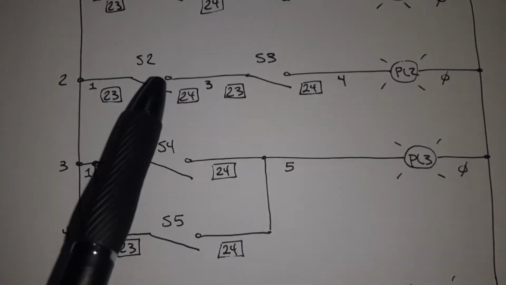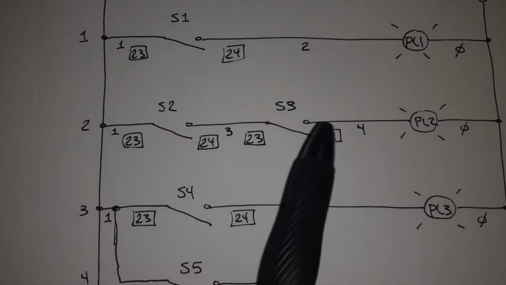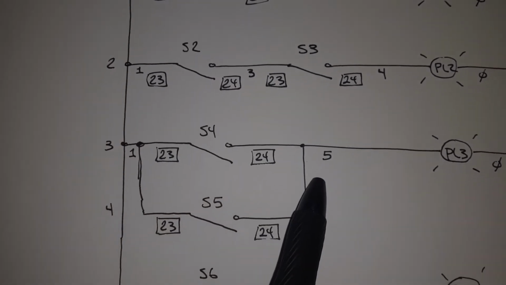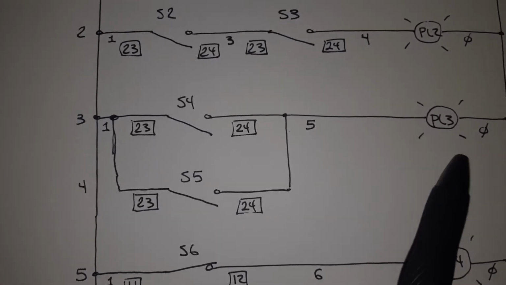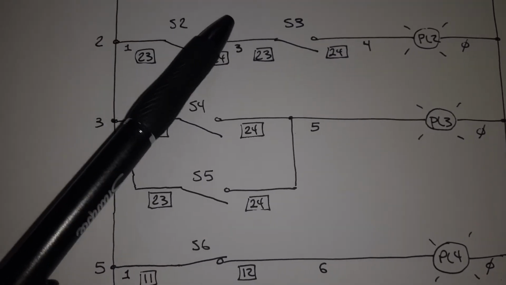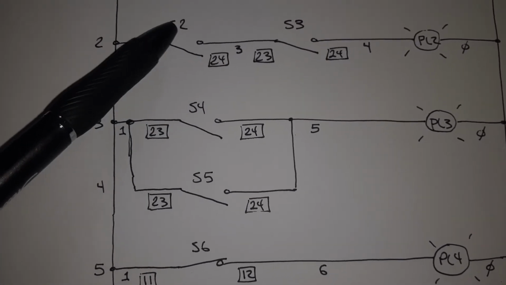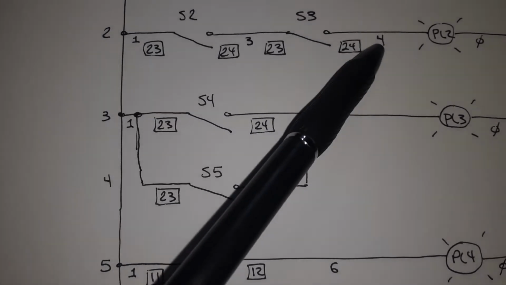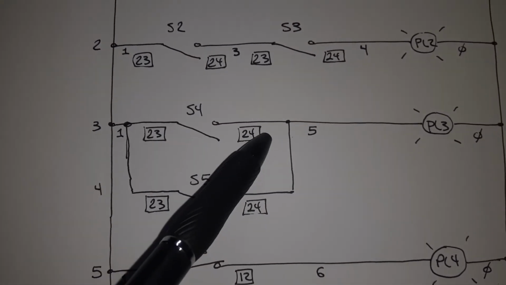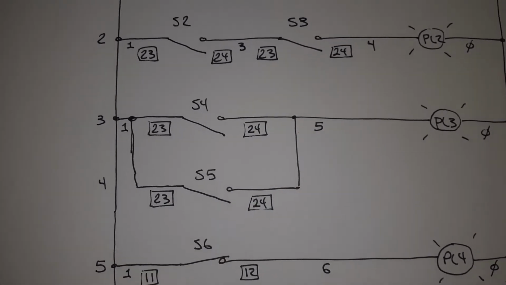Okay, notice the wire numbers, they're getting larger. 1, 2, 3, 4, 5. Okay, 1 is always on the left, 0 is always on the right. The numbers in the middle change. The numbers change every time I go through a switch. Okay, so 3, 4, 5. This is 5 here, and this is also 5 down here.